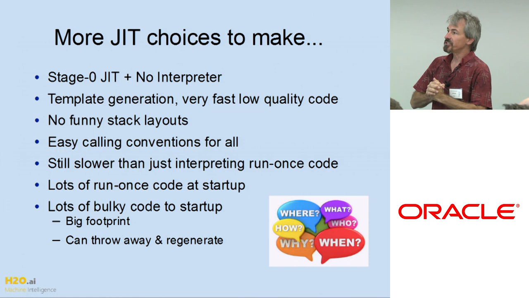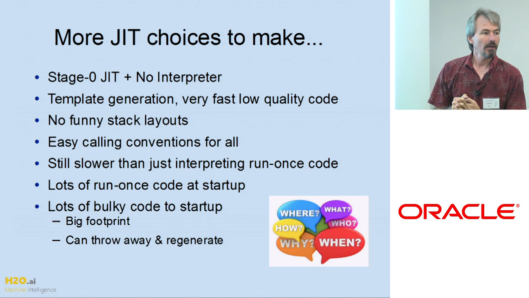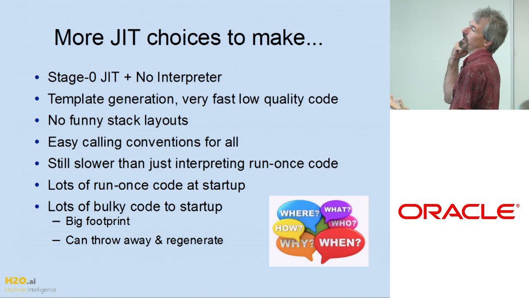So stage zero JITs means you can skip the interpreter. This is template generation code. It's very low quality, but very fast to generate. Typically, you can generate it in your L1 cache faster than you read from memory. So it's actually faster to generate it fresh and run it than it is to miss from memory to get it. No funny stack layouts, that's great.